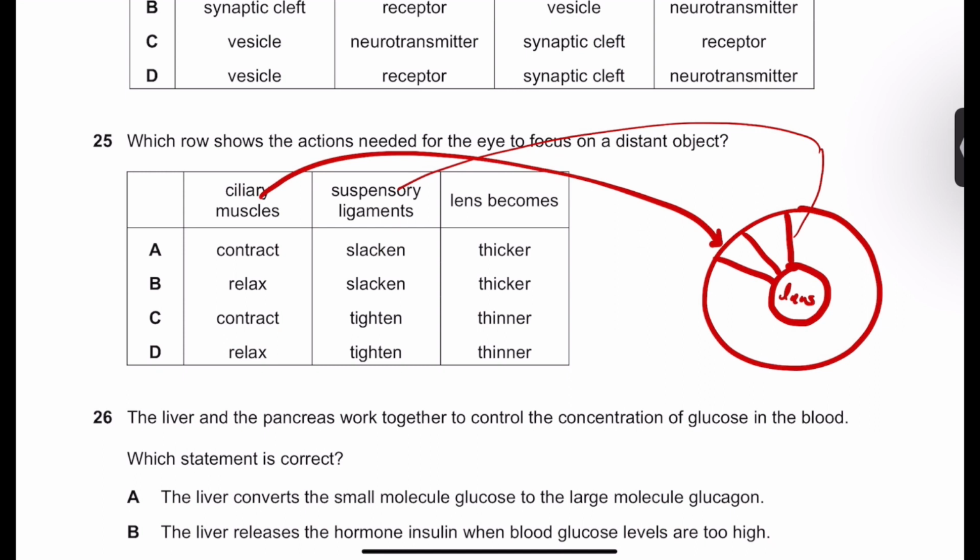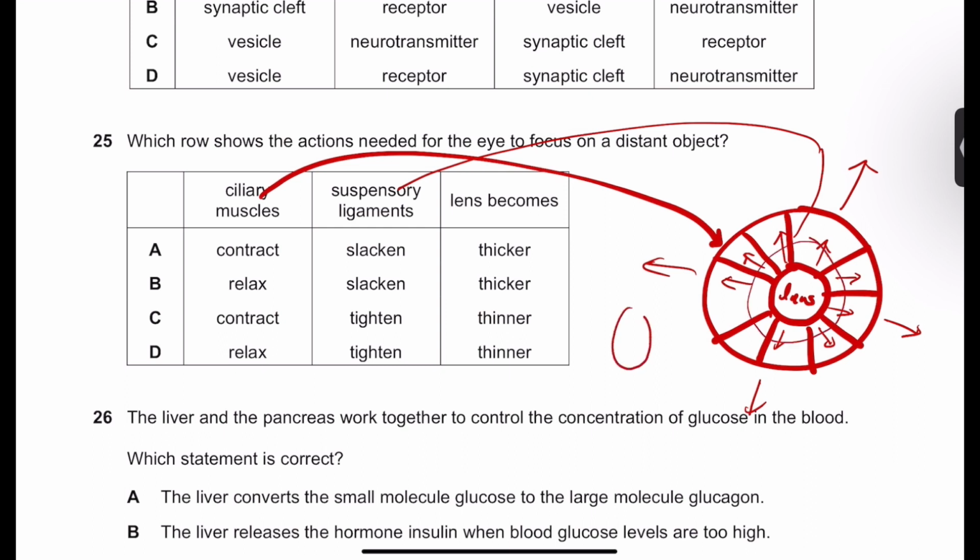So when the lens has become thinner, it has become stretched. So the muscle relaxes and gets expanded, and it pulls the lens by pulling the suspensory ligaments. So now the suspensory ligaments are pulling the lens in many different ways. So it causes the lens to become stretched, so it becomes thinner.